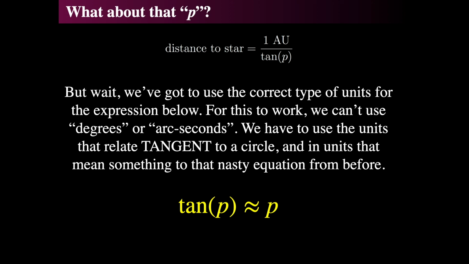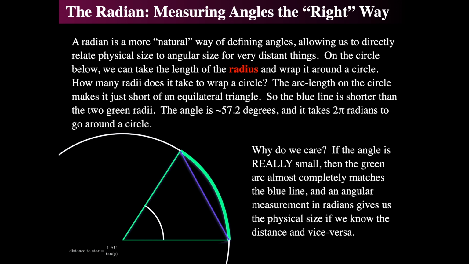So what do we got to do? We now have to measure it the right way. A radian is a far more natural way of defining angles. Okay, what's a radian? Take the radius of a circle and put it on the circle itself, and the distance around the circle that's equal to 1 radius is called 1 radian. It's approximately 57 degrees.